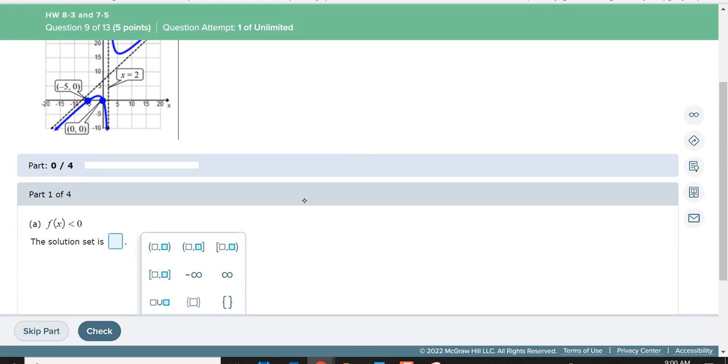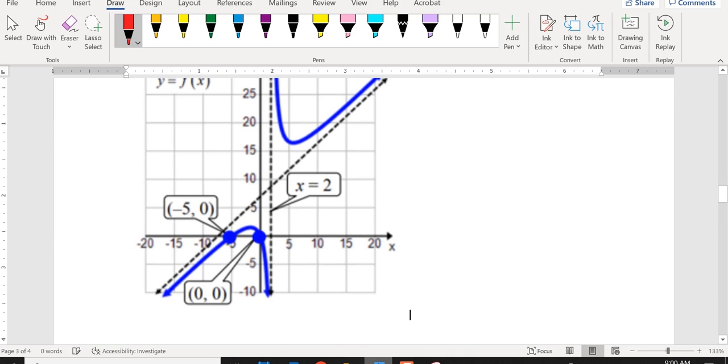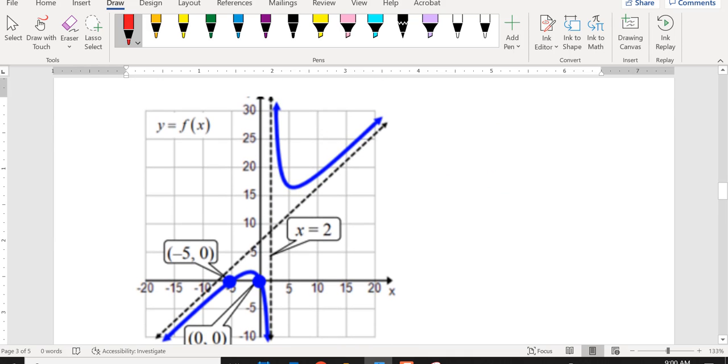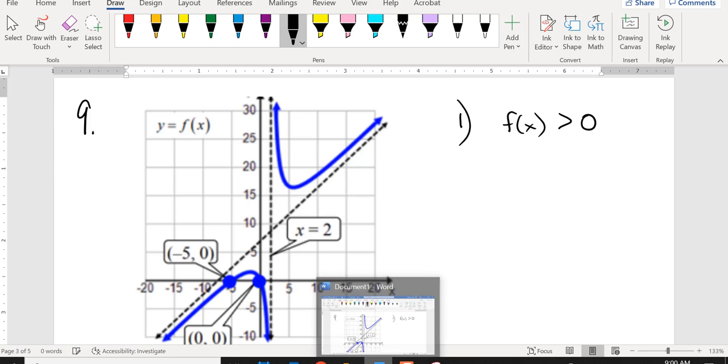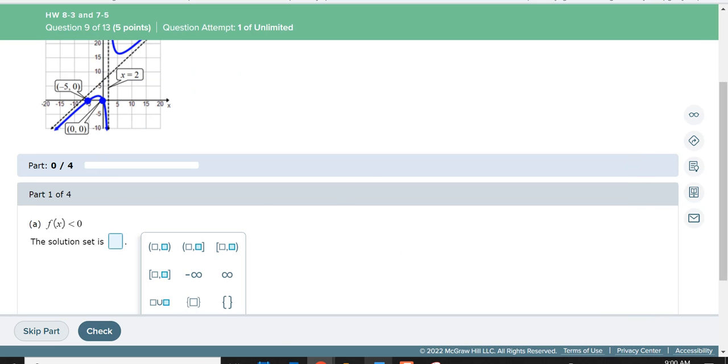And number 1 says, where's f of x less than 0? So let's go with number 9. And this is part 1. Where is the function greater than 0? No, sorry, less than 0.